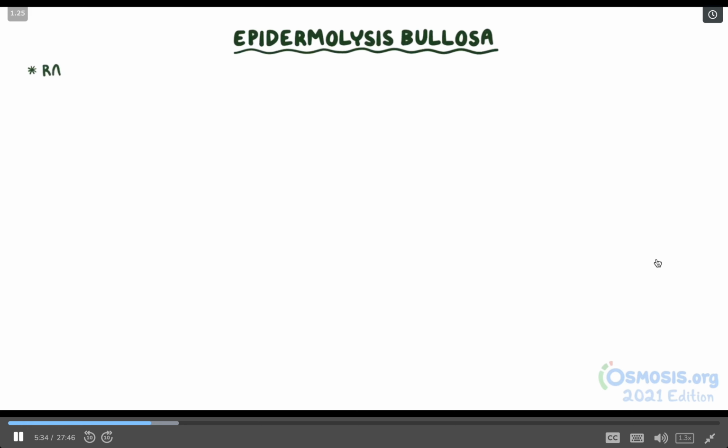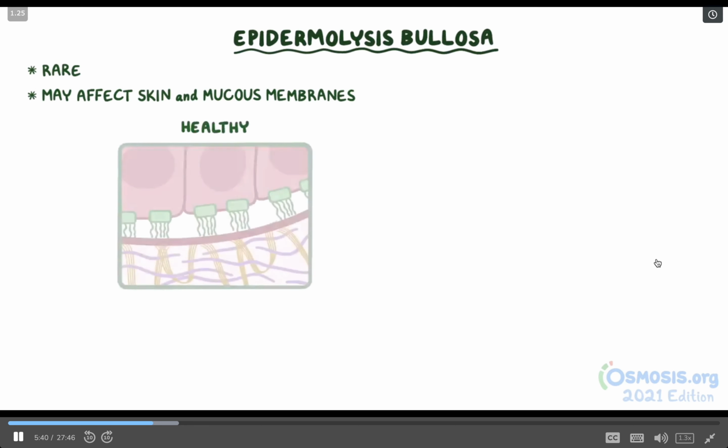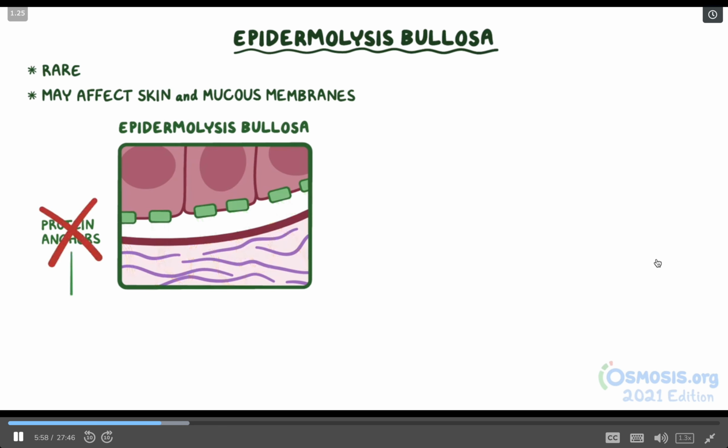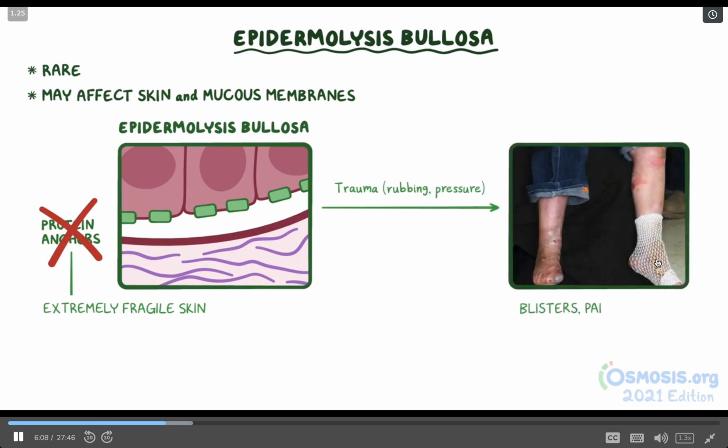Epidermolysis bullosa is a rare blistering disorder that may affect both skin and mucous membranes. Now, healthy individuals have protein anchors between the epidermis and the dermis to prevent the two layers from moving independently from one another, causing shearing. In people with epidermolysis bullosa, the two skin layers lack the protein anchors that hold them together, resulting in extremely fragile skin. That's why any kind of trauma, even minor mechanical friction like rubbing or pressure, will separate the layers of skin and form blisters and painful sores.